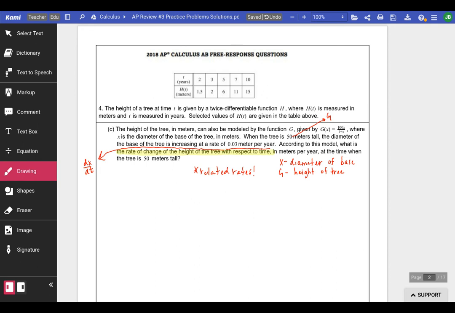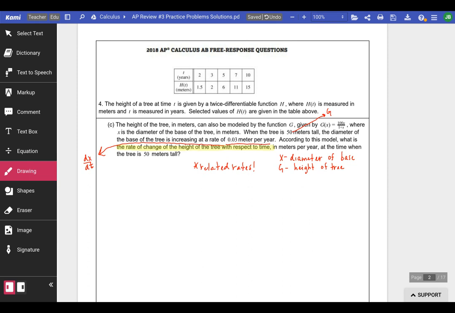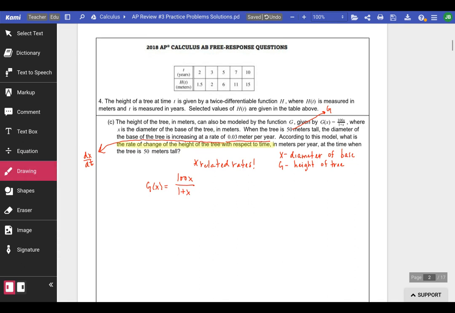So the rate of change of the height of the tree with respect to time. Well, the function I have for the height of the tree is this g of x, and I know that's 100x over 1 plus x. So I want to change over to blue here. Now I need to differentiate with respect to time. So here I'm going to get dg/dt. Now here I have to be careful because I need to use quotient rule when I'm finding the derivative. So I'm going to make a note that this is going to be quotient rule.